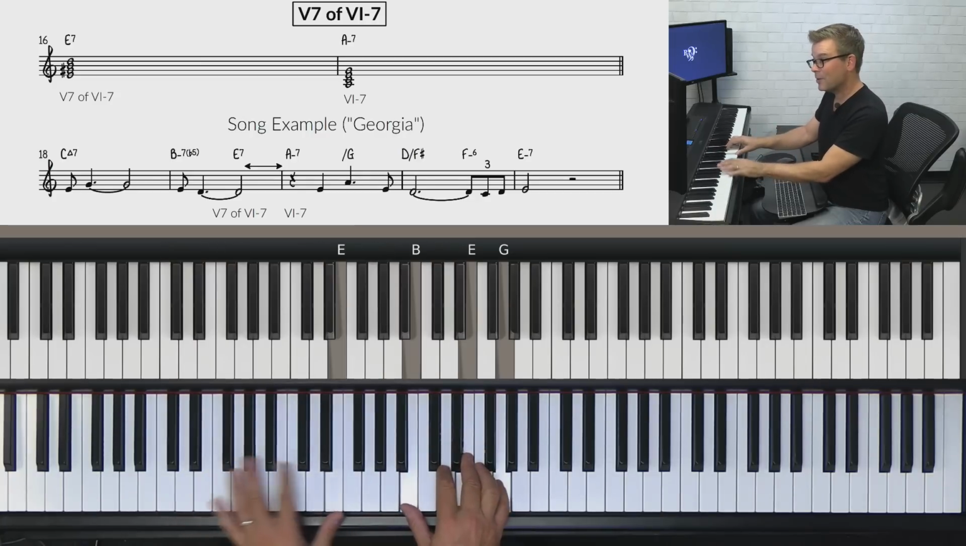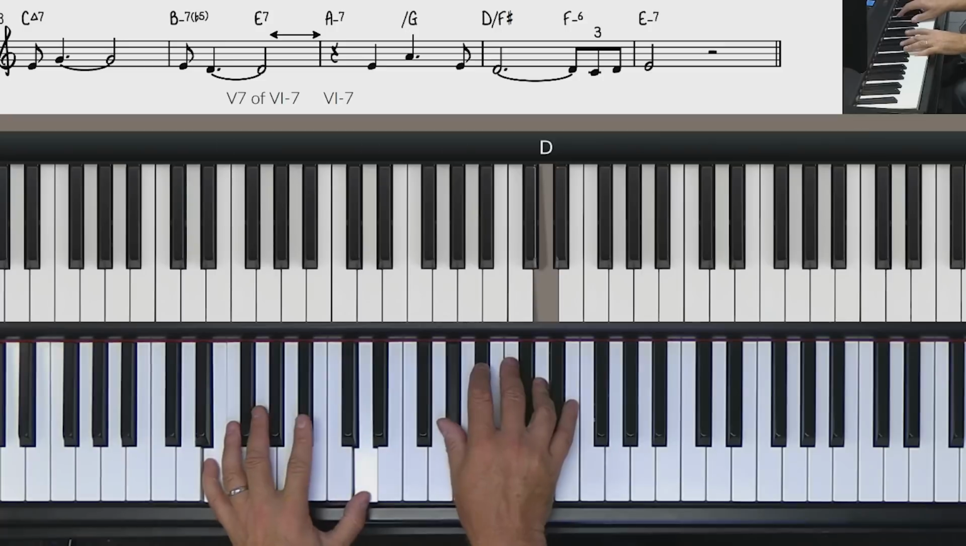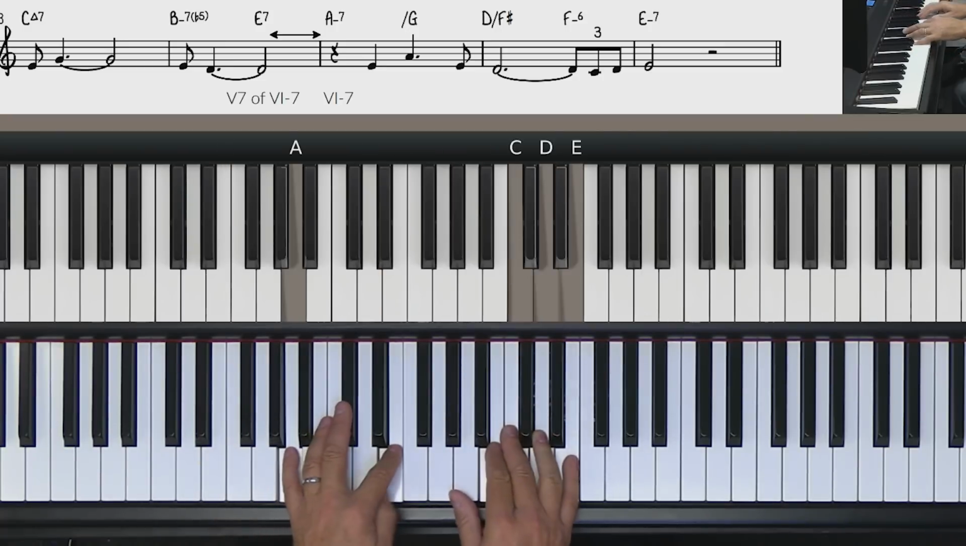Right away, we have the 1 chord. Here's our 5 of 6. Then we go to the 6th chord.